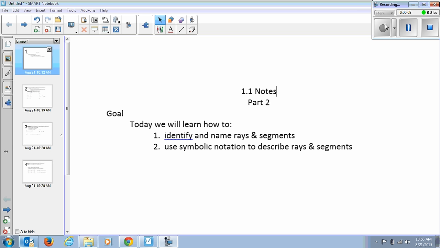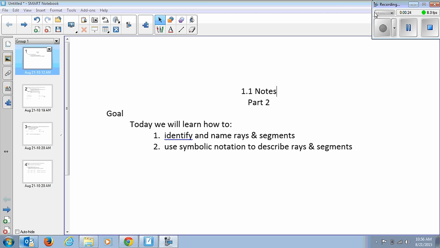Welcome to the second half of our 1.1 notes today. As you can see, our learning goals today: we're going to identify and name rays and segments. We'll also be able to use symbolic notation to describe rays and segments. You must be able to take a picture and identify a ray or segment, or you're going to be given symbolic notation of a ray or segment and must be able to draw a picture.